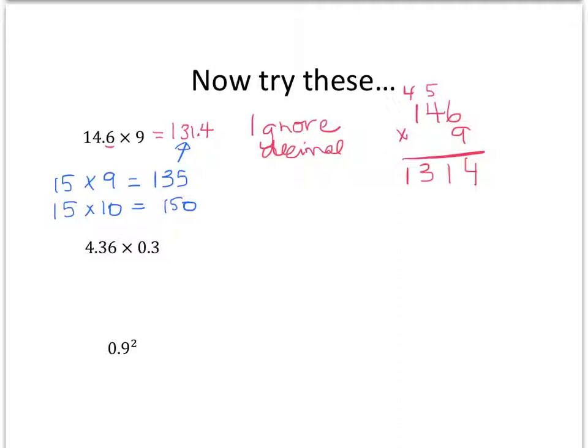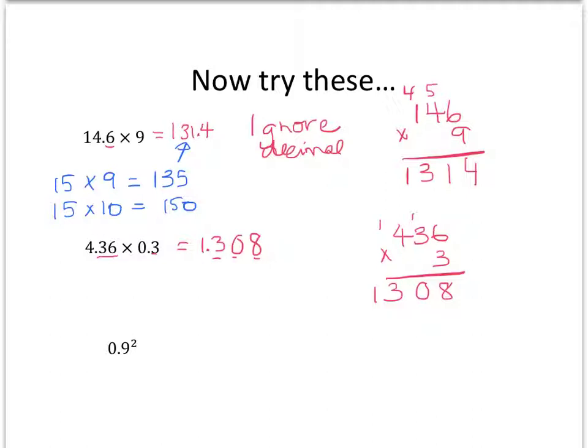Okay, example number 2. I've got 4.36 times 0.3. So again, I'm just going to ignore all those decimals and make this 436 times 3. Okay, quickly do the multiplication, and I get the digits 1308. Now I need to work out where the decimal goes. So in my question I have 1, 2, 3 decimal places, so I need 1, 2, 3 decimal places in the answer. So my decimal is going to go there, 1.308.